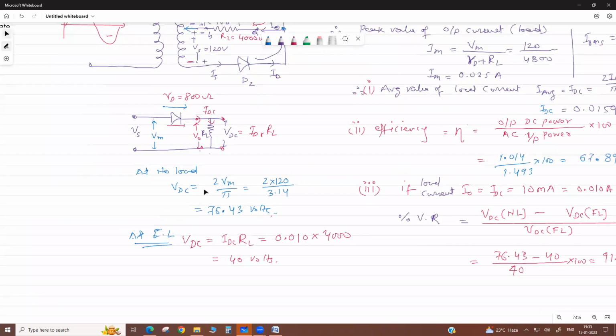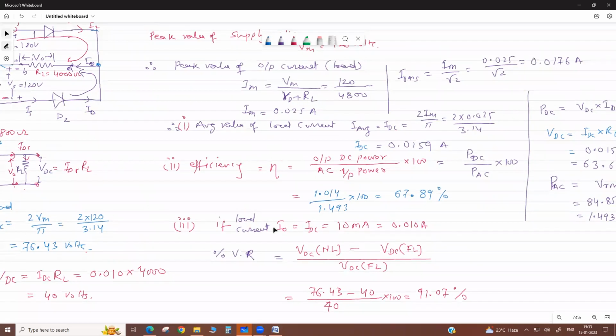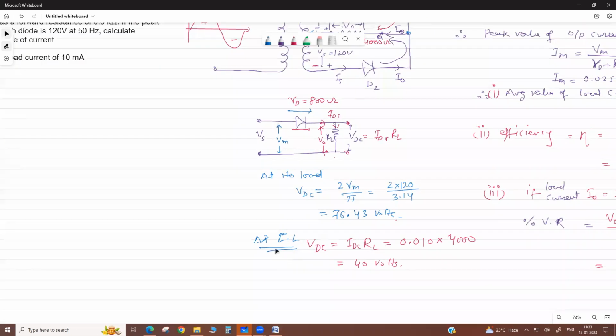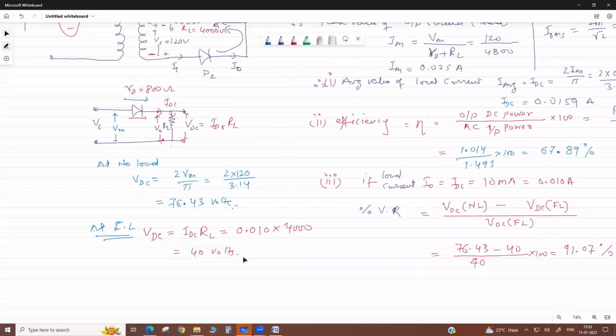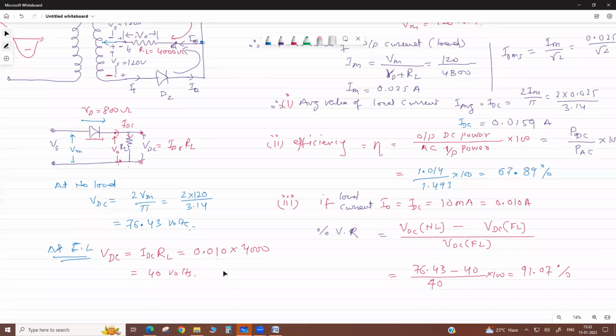So see, these are the terms, efficiency and regulation. These were the two numericals which were asked in your exam.